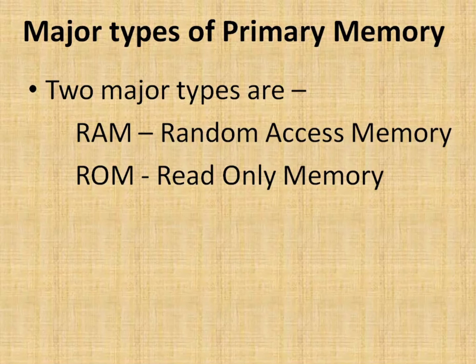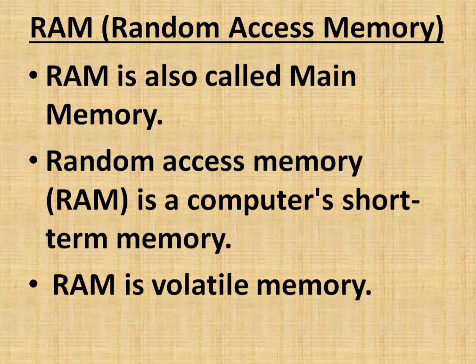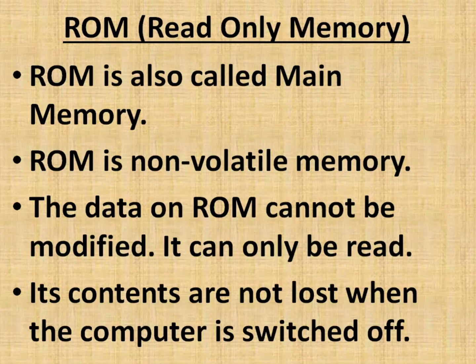Now what are the major types of primary memory? The major types of primary memory are two, RAM and ROM. RAM stands for random access memory and ROM stands for read-only memory. RAM is also called the main memory. It is the computer's short-term memory. It is also called volatile memory.